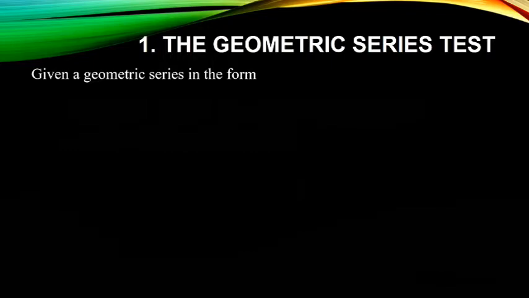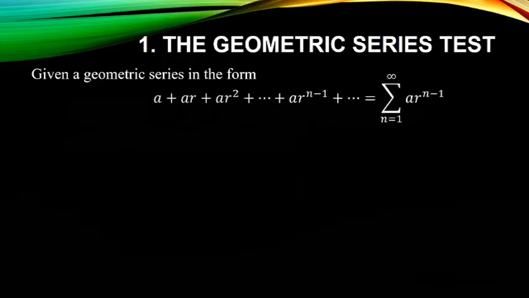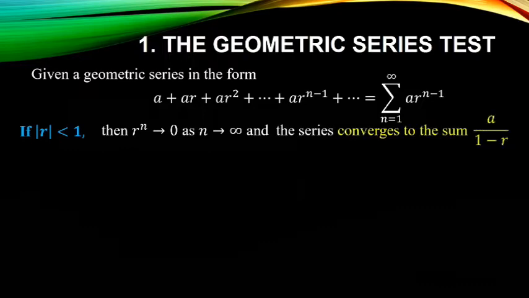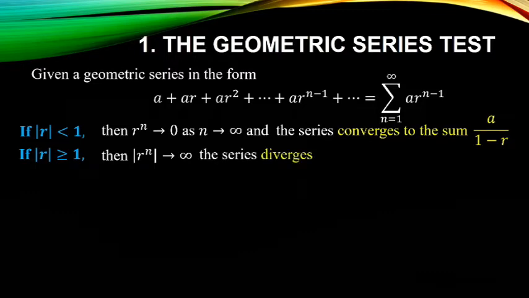Given a geometric series in the form a plus ar plus ar squared and so on, this is equal to the summation of a times r raised to n minus 1, where n is from 1 to infinity. If the absolute value of r is less than 1, then r raised to n approaches 0 as n approaches infinity, and the series converges to the sum a over 1 minus r. If the absolute value of r is greater than or equal to 1, then the absolute value of r raised to n approaches infinity, so the series diverges.